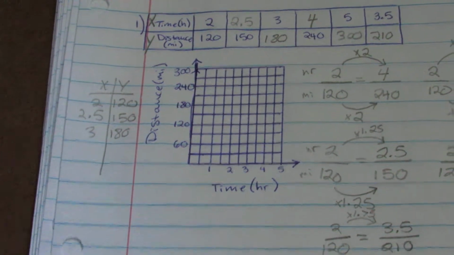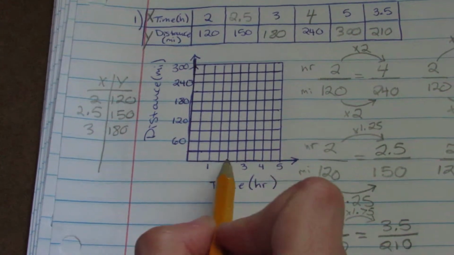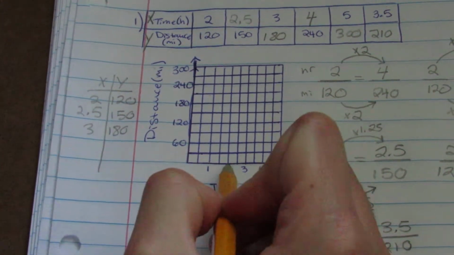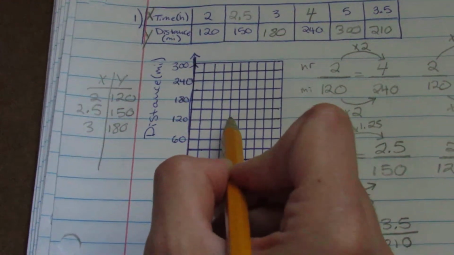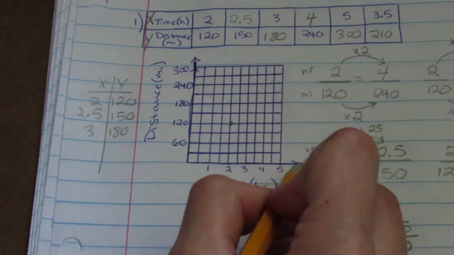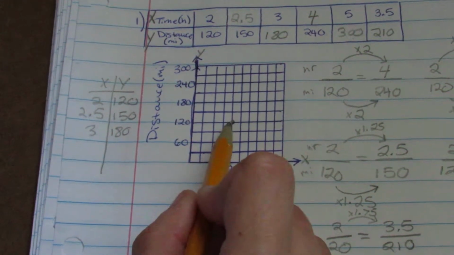So my first one is 120. So that means I'm going to go into, that's 2 hours, and I want to go up to 120 miles. That is right here. So x, remember we go in first for x. This is my x axis and this is my y. And then we go in first on the x and then go up to the y, okay?